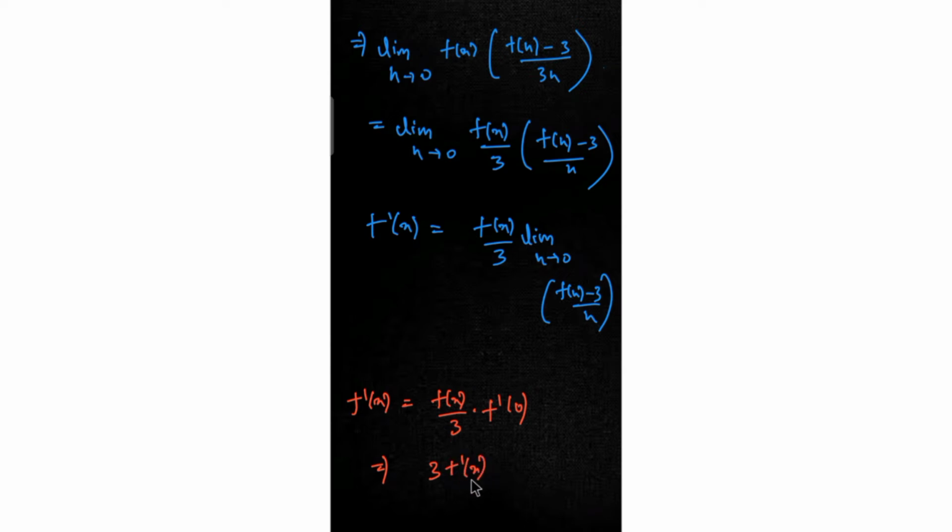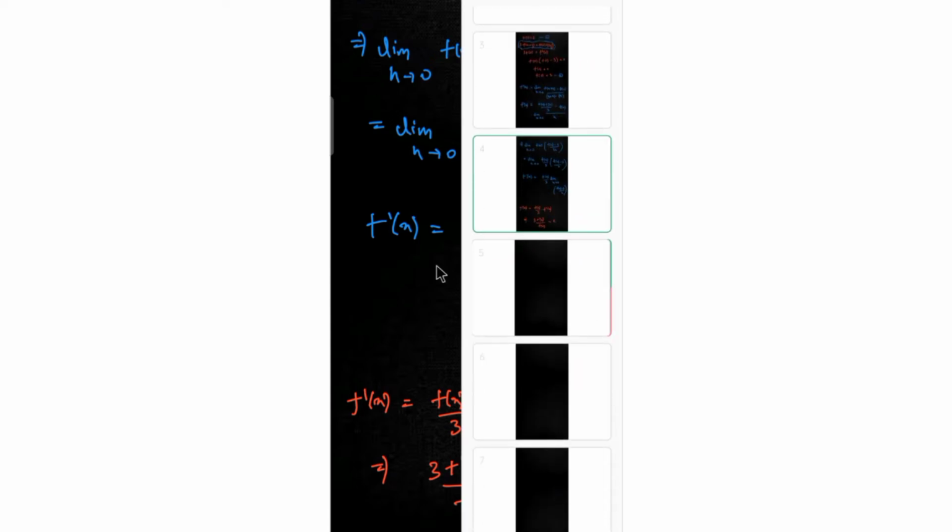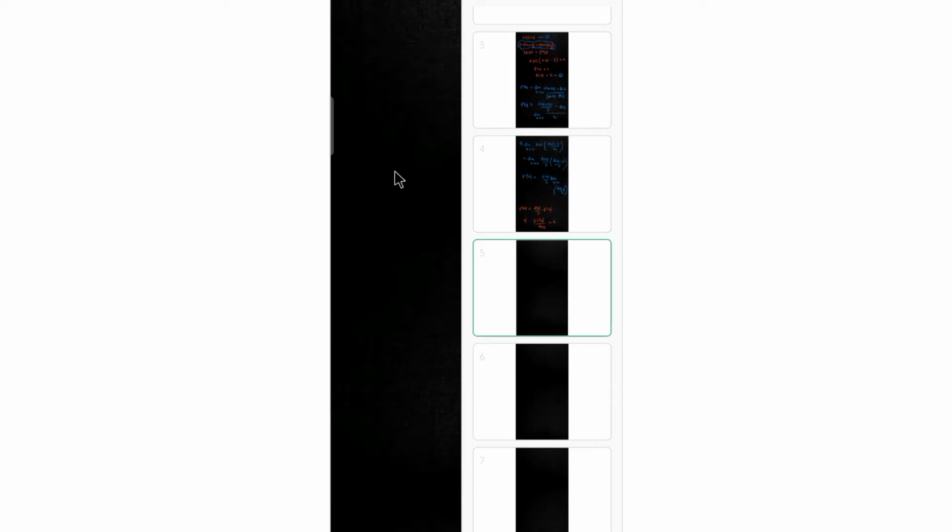I get 3 f dash of x divided by f of x is equal to, let me assume this f dash of 0 as some k. So 3 f dash of x divided by f of x is equal to k. So moving on to the next page. What shall I do is, I'll just integrate on both sides. So 3 f dash of x divided by f of x dx is equal to k dx. I'll integrate on both sides with respect to x.